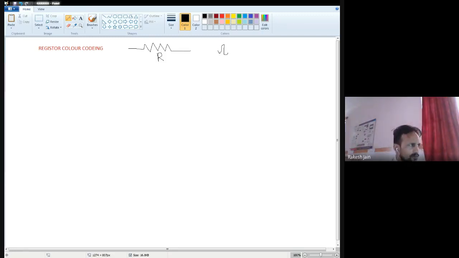But when we purchase it from the market, it looks like this, a component in which four different color lines are there. One color here, a second color here, a third color here, and a fourth color here. This component is known as a resistor.